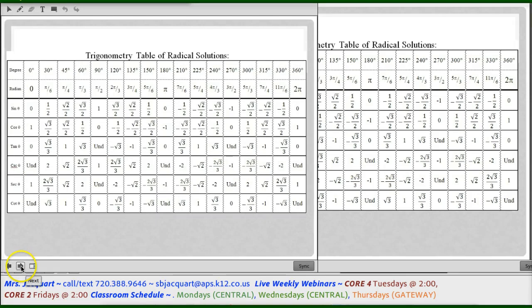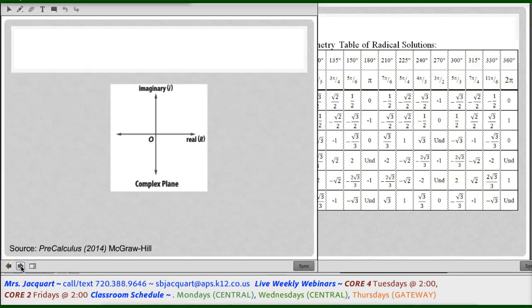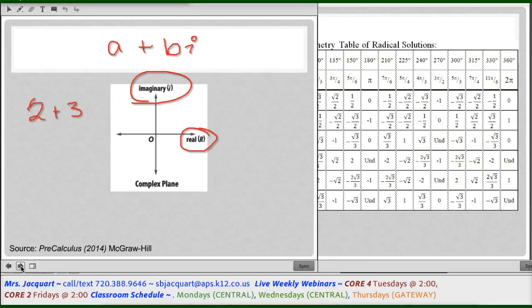Alrighty. Okay, so we have an imaginary axis and we have a real axis. This is really cool, by the way. So these are real numbers. Here's our imaginary line, because our complex numbers look like a plus bi. So if I had 2 plus 3i, you simply go over 2 on the real axis, and then you go up 3. 1, 2, 3. There's our point.